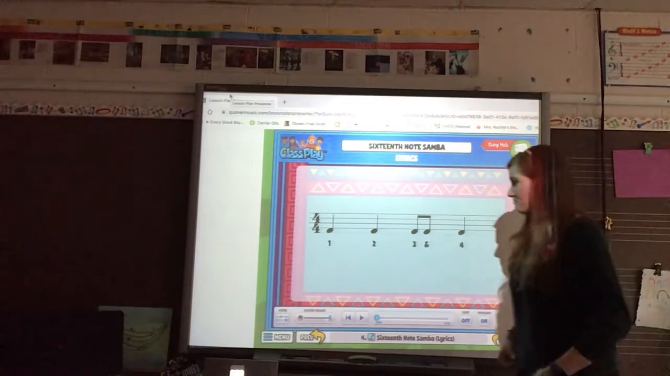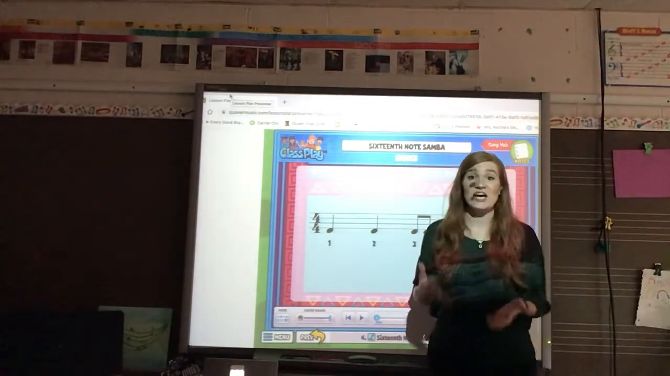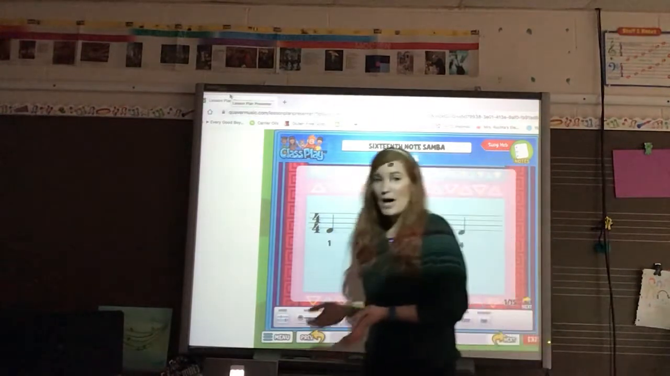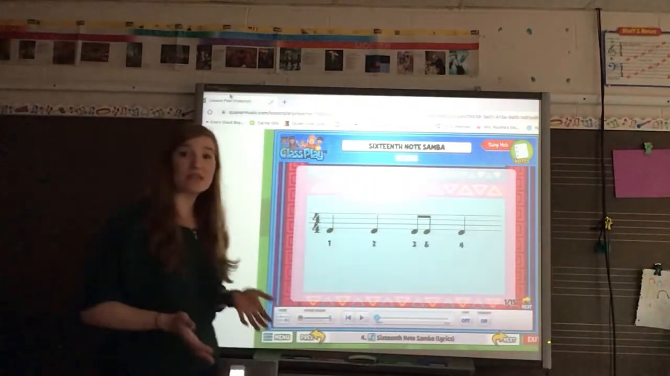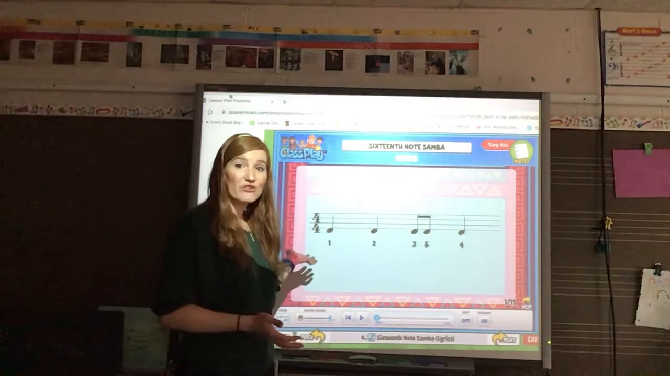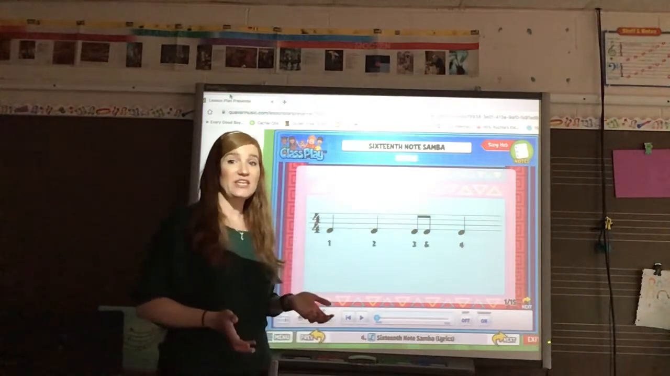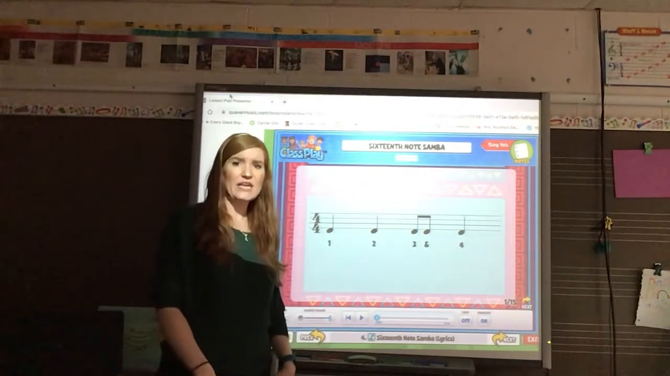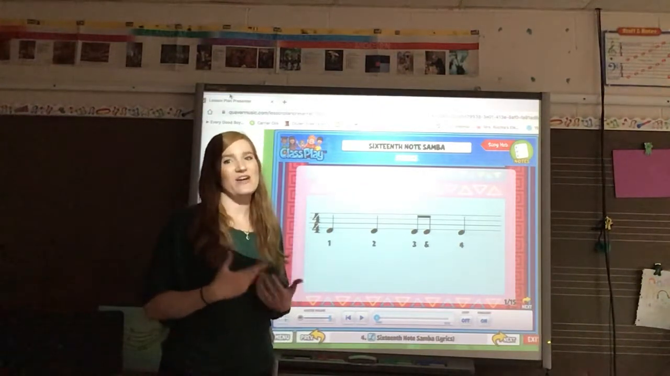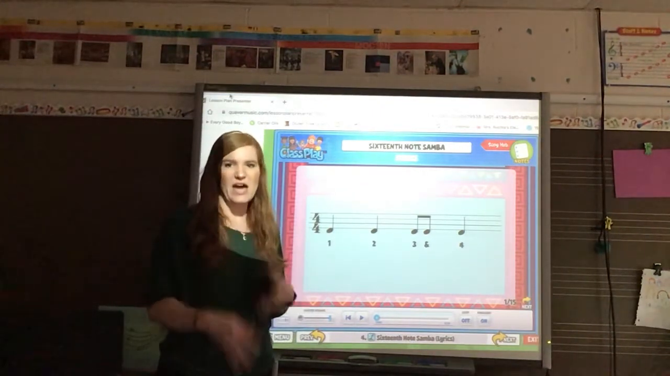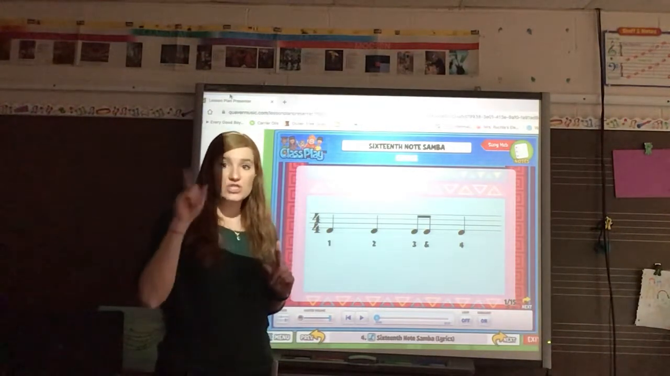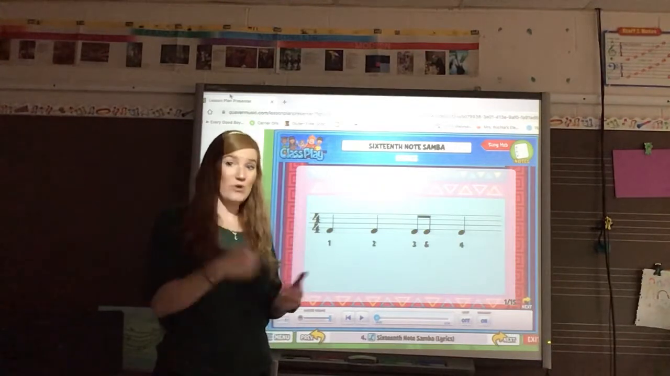So, we just reviewed our tas and our titis and our tika tikas. This is a samba. It's called the 16th note samba. They have some rhythms here for us to do and to repeat after them. We're going to listen to it first. You can use your silent beat hands to help you a little bit, and then we'll go back through and really be the echo and really try and get it right. So I want you to listen first. Use your ta, titi, tika, tikas. Think that way, okay? Here we go.